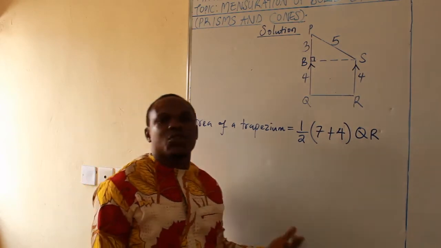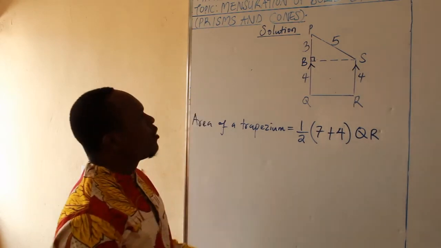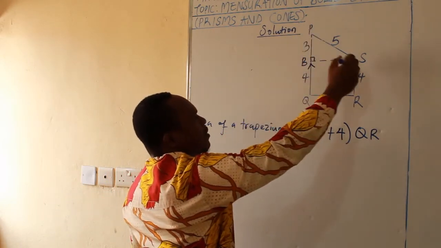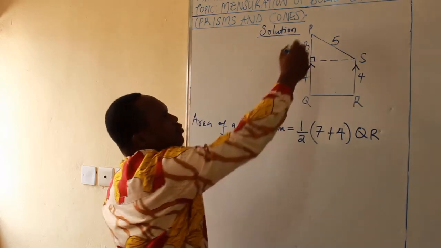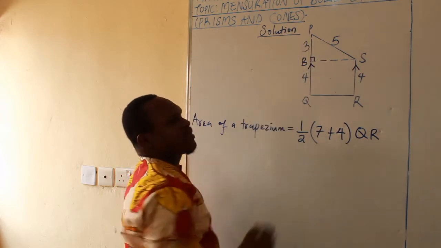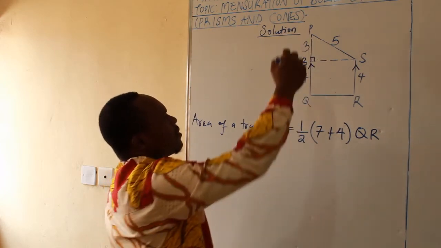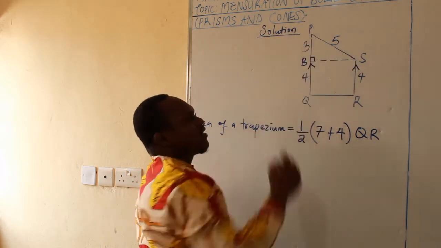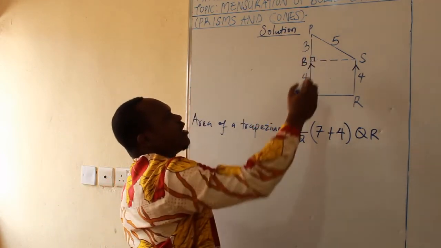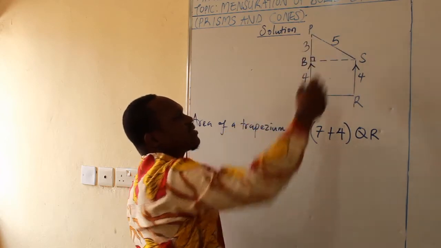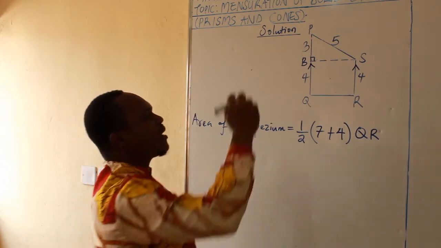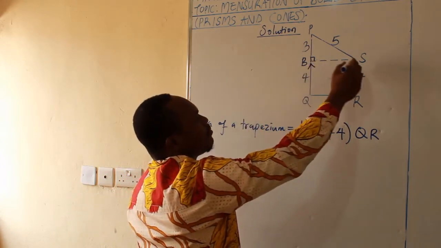I had previously taught you about Pythagorean triples. We have a triangle now, triangle PBS. The length of PB is given to us as 3 centimeters. The length of PS is given to us as 5 centimeters. And since we have the right angle here, the line PS is the hypotenuse of this triangle. Now, what we are left with is the length BS.